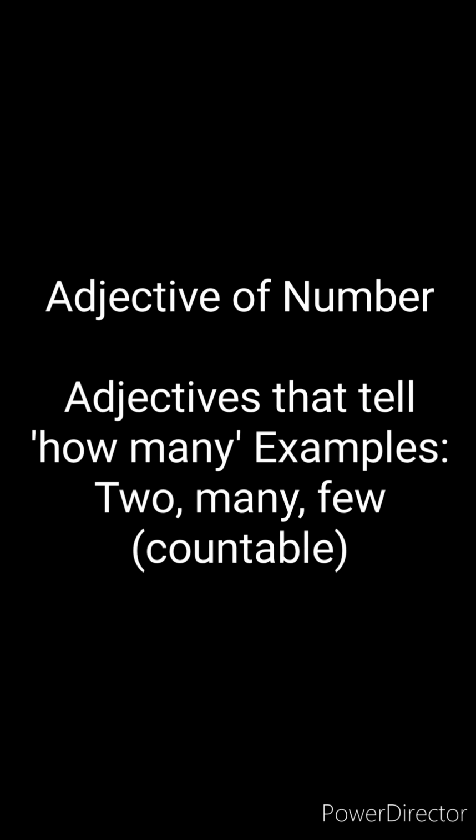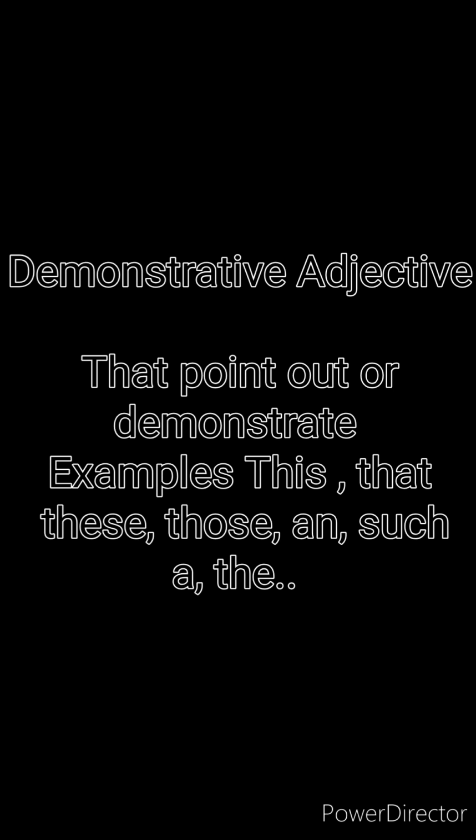Adjective of number tells how many. Examples: too many, few. They are used for countable nouns. Demonstrative adjectives point out or demonstrate. Examples: this, that, these, such, a, the.